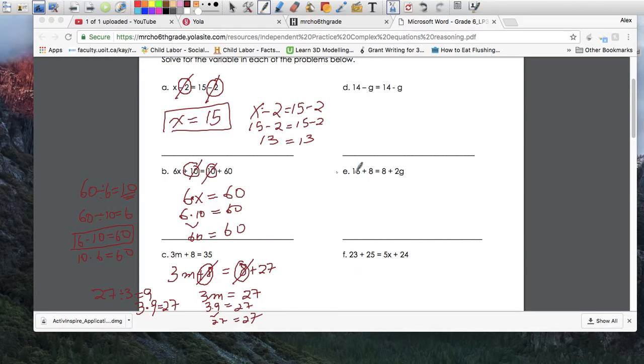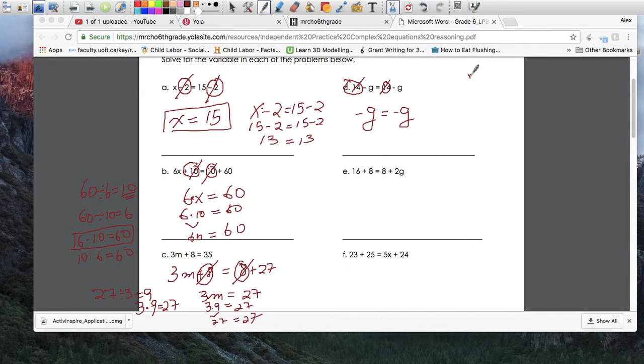Let's see. I'm not doing E and G. I'll do G. So 14 is the same as the 14 on this side, so that's going to cross out. I'm going to be left with minus G and minus G on the other side. Notice that my expression on the left and my expression on the right is exactly identical.